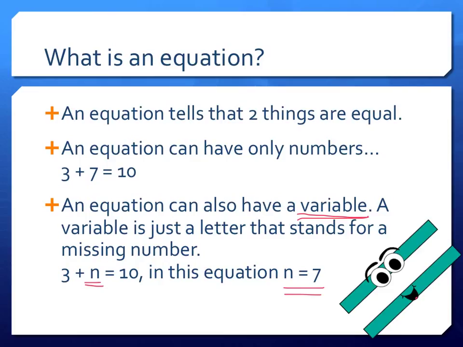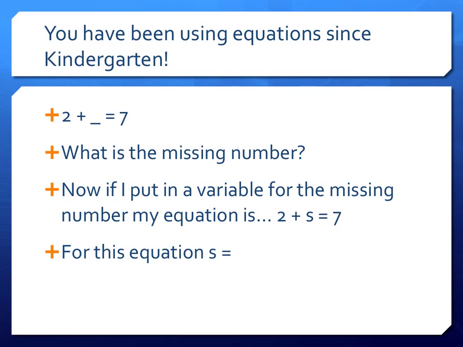Now that you're clear on what an equation is, let's look at how long you've been using equations. You've been using equations since kindergarten. 2 plus something equals 7. What is the missing number? Did you say 5? Great job. Now if you put a variable in for the missing number, my equation is 2 plus s equals 7. In this case, what number is s? S equals 5, because 5 is the number needed to make that equation true.